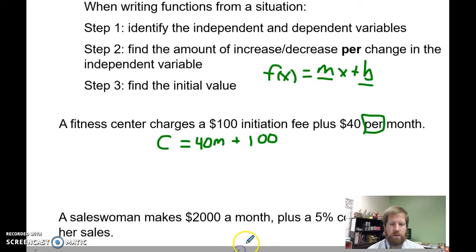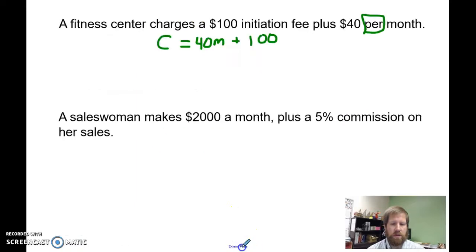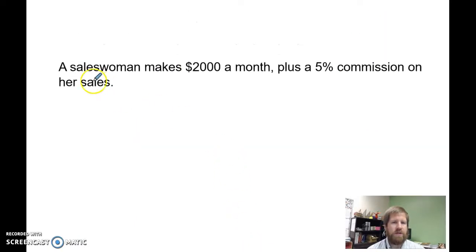Another one. Okay, so a saleswoman makes $2,000 a month plus a 5% commission on her sales. Okay, the independent variable is going to be her sales, right? Because she could make no sales, she could make $1 million worth of sales. We don't know. All right, so sales is going to be her independent variable. And then the dependent variable is how much money she earns. So we'll say that's her paycheck.